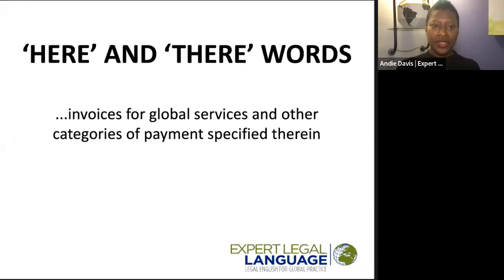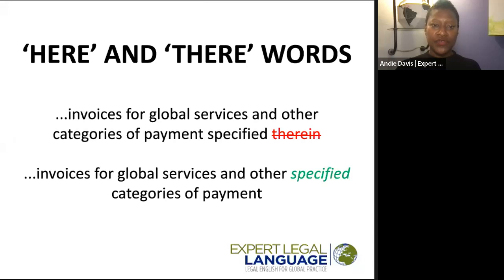Here's another example. Invoices for global services and other categories of payment specified therein. This can become invoices for global services and other specified categories of payment. So keep this in mind if you're inclined to use here and there words, especially if you are thinking of them as a way of elevating your English writing. They're not necessarily better. And in fact, they can make your style seem needlessly stiff and old-fashioned.